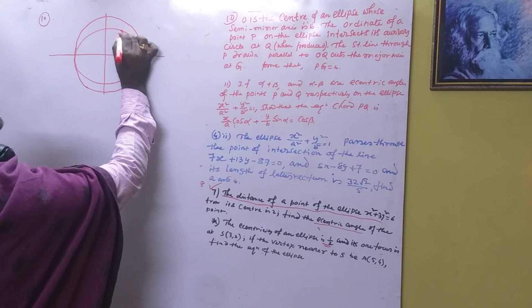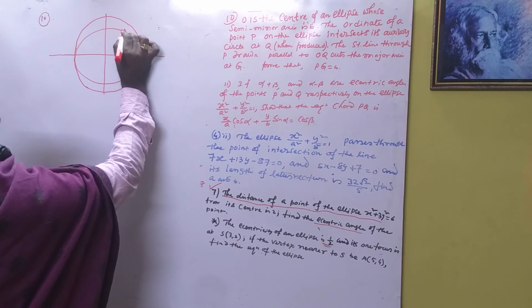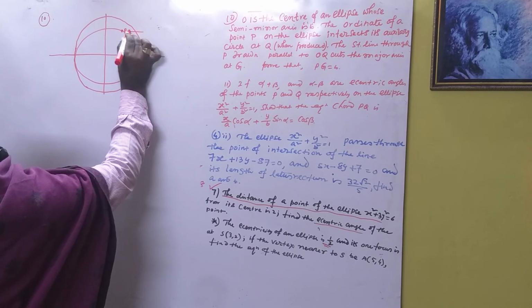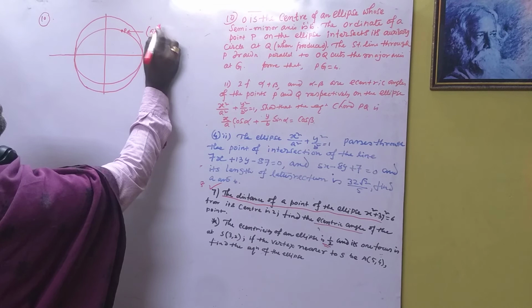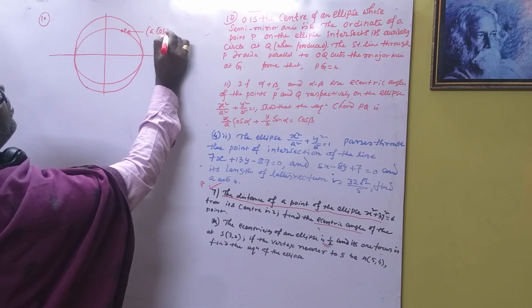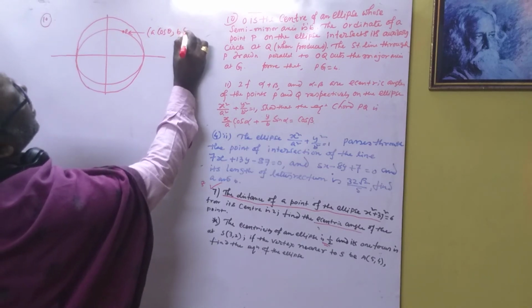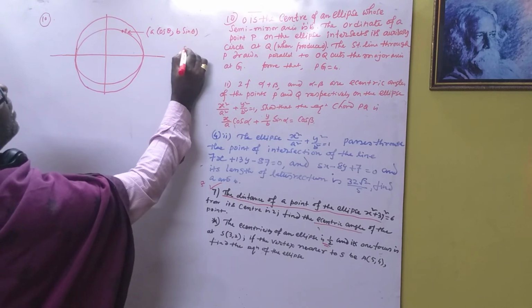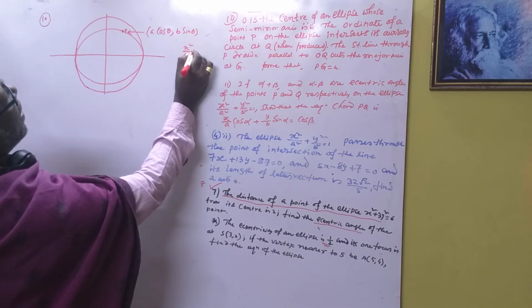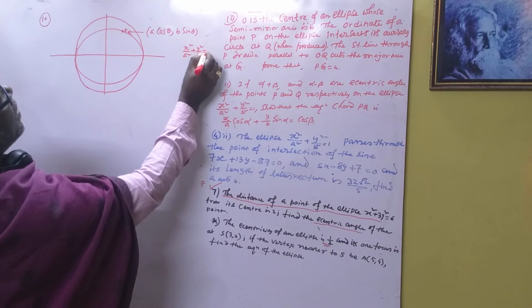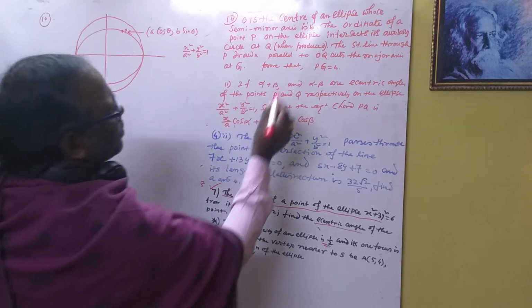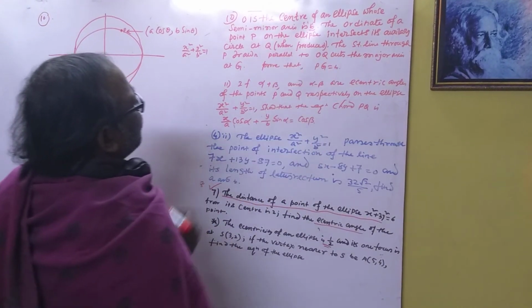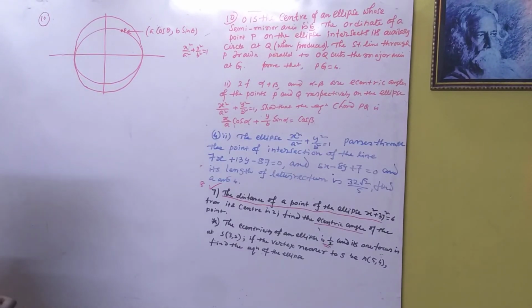Let the coordinate of P, okay, this is P here, that is the point (A cos theta, B sin theta). Let the equation be x square by A square plus y square by B square is equal to 1. Okay, and see, the semi-minor axis is B. So this is the minor axis, semi-minor axis is B here.